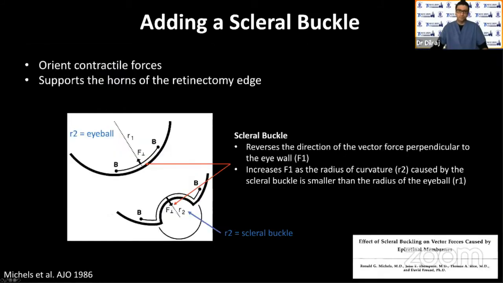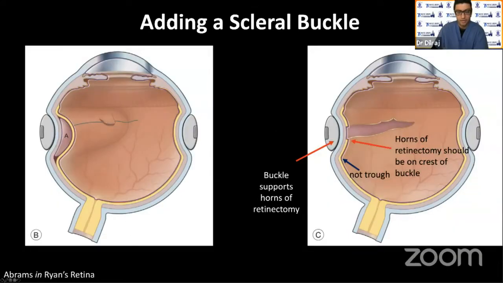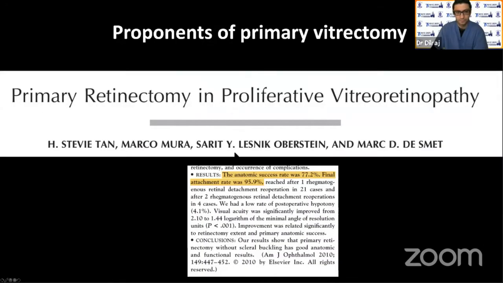help to reverse the direction of the vector forces that are perpendicular to the eye wall. And it increases the inward force because the radius of curvature that's caused by the buckle is much smaller than the radius of the eyeball itself, and it provides you that additional support. Now, it is extremely important to remember that if you are adding a buckle for this purpose, the horns of the retinectomy need to be on the crest of the buckle and not the trough. Otherwise, this may do more harm than good. And that is extremely important when you're placing the buckle.